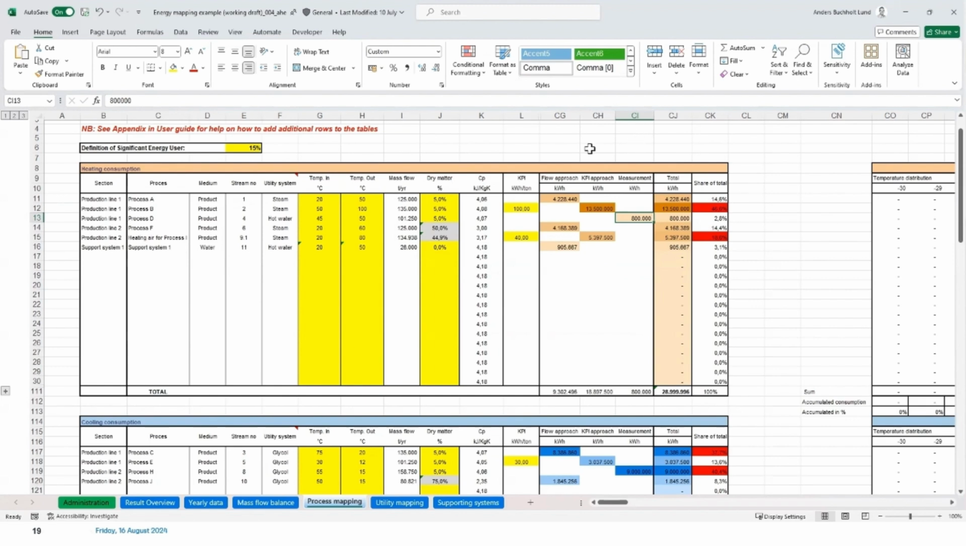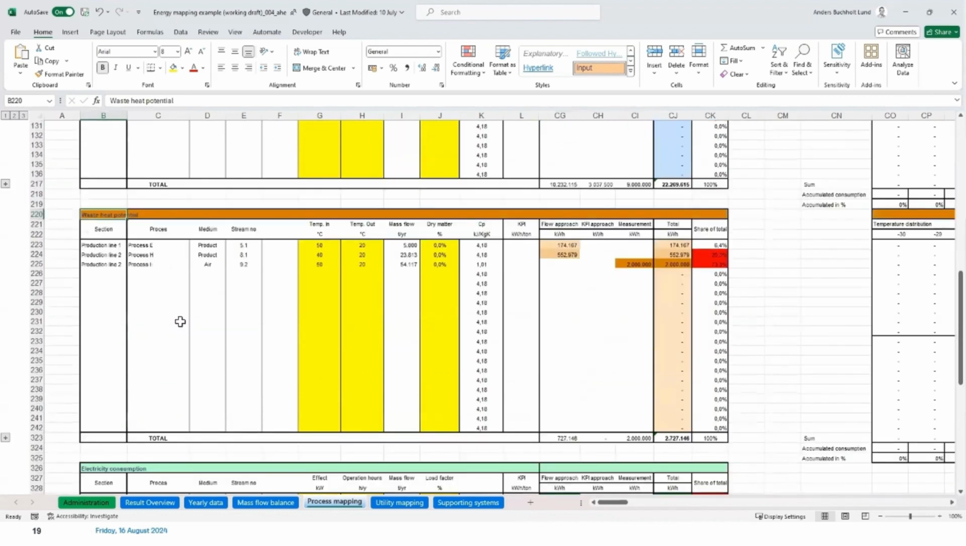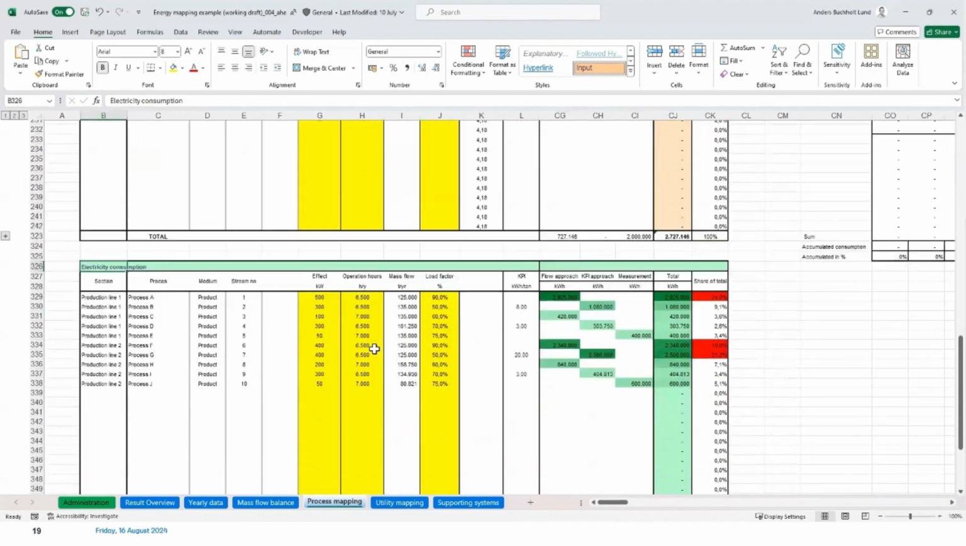Yeah, that's correct. Creating an energy mapping that is as dynamic as possible obviously makes it easier to make the energy mapping year after year, because you can just re-enter a new mass flow and then it recalculates all the energy consumptions. So here we have our heating consumption, the cooling consumption, we have our waste heat, and then we have electricity consumption.